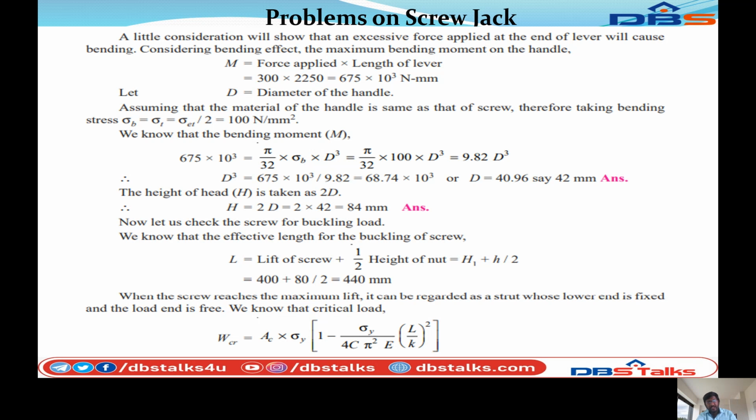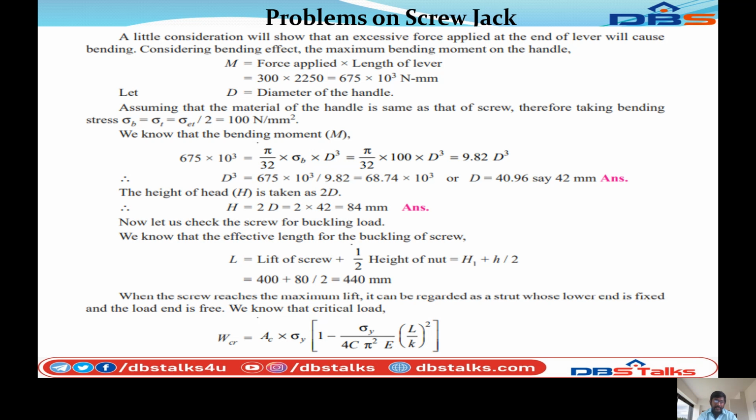That is equal to pi by 32 into sigma B into D cube. Pi by 32 into 100 into D cube. So 9.82 into D cube. Therefore D cube is equal to 675 into 10 cube divided by 9.82. That is equal to 68.75 into 10 cube, or D is equal to cube root of 68.75 into 10 cube, that is equal to capital D equal to 40.96. So this will be rounded to capital D is equal to 42 mm.